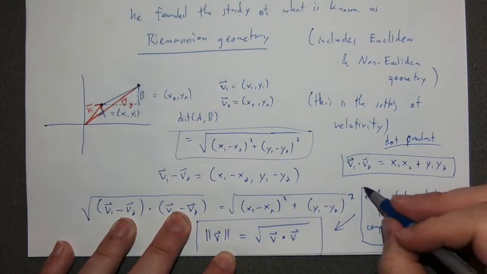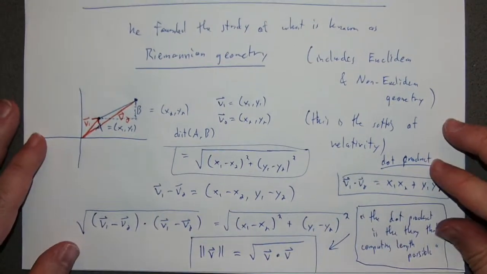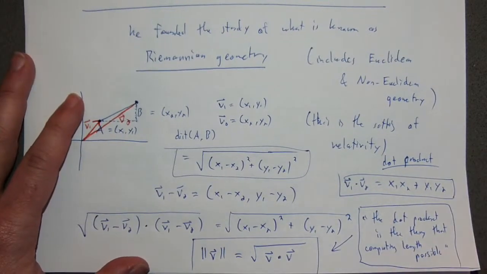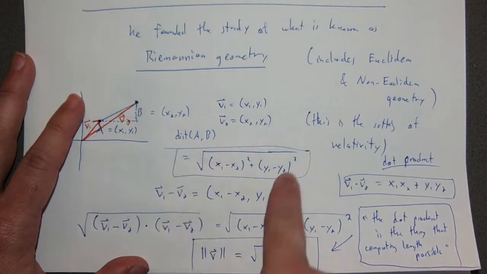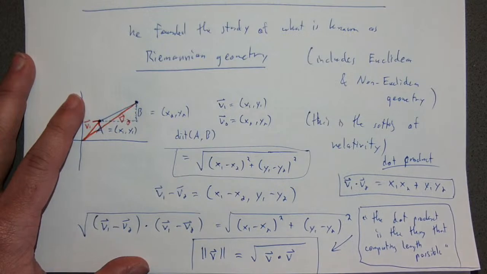You might look at this and say, I barely even heard of the dot product until I got to a certain level in math, or maybe I hadn't heard about the dot product at all. The point is that suddenly this is the thing I didn't even know about that was making it possible to compute length. The answer is yes. You didn't know about it, but it was hiding in plain sight. It was hiding in this formula that it's the dot product that's actually allowing you to do this.